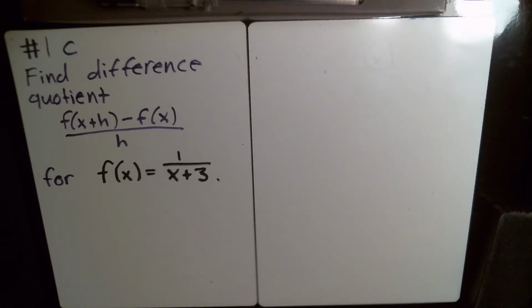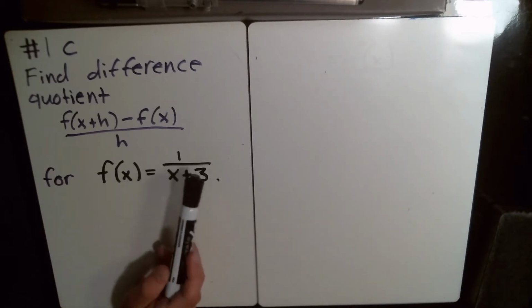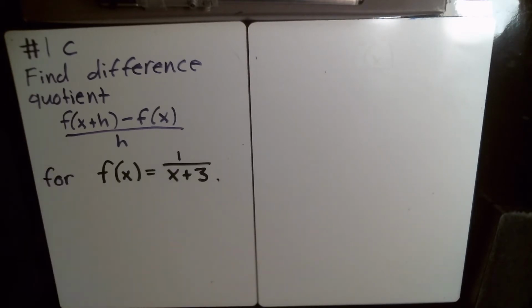Okay, so welcome back. In this video, we're going to look at the third part of finding difference quotients on that first problem on chapter 2. This one is a little bit harder than the other one. So what we have here is a rational function. f of x is 1 over x plus 3, and we're looking to find the difference quotient.